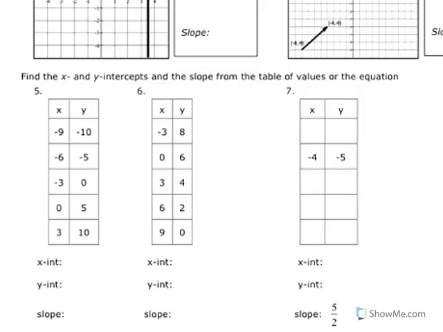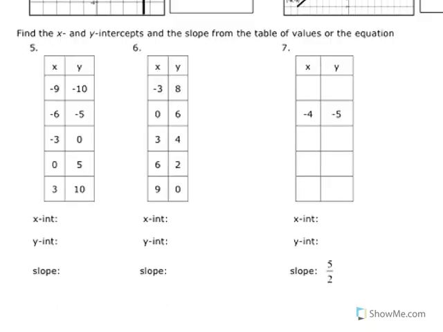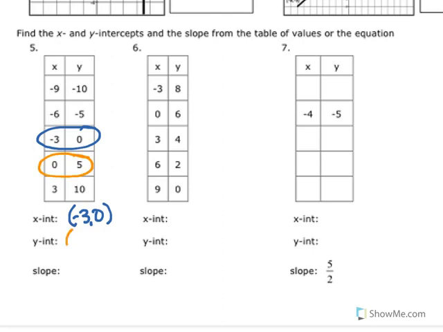Let's take a look. So on number 5, it says identify the x and y intercepts and then the slope from these tables that we have here. So let's look here. Remember, the x-intercept is where y equals 0. So we can look and say, there it is, right there, (-3, 0). And then we want to see what the y-intercept is. The y-intercept is where x equals 0. And so here we go, (0, 5).